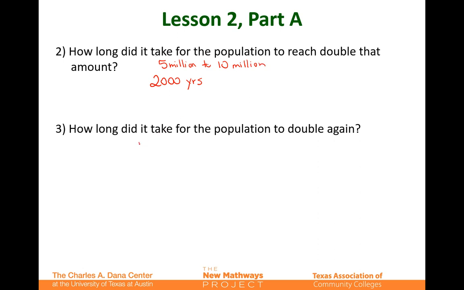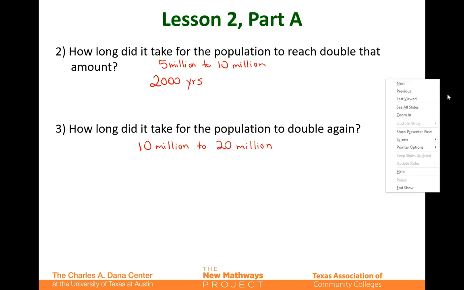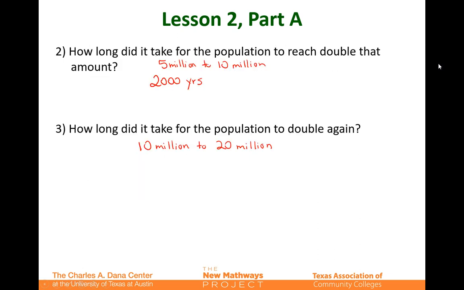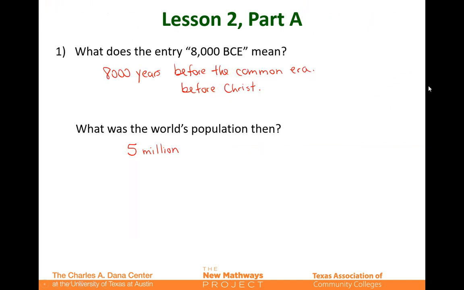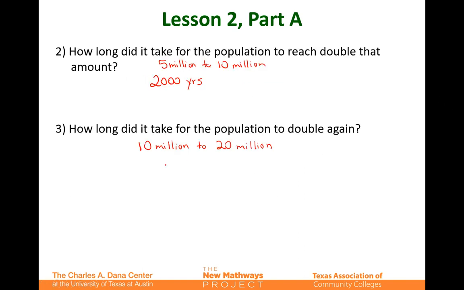So if we want to double again, we want to go from 10 million to 20 million. Go back. So how long did it take to go from 10 million to 20 million? It took another 2,000 years. So at least in this part of the table, the doubling rate seems pretty constant.